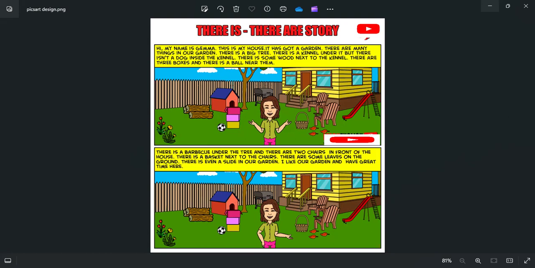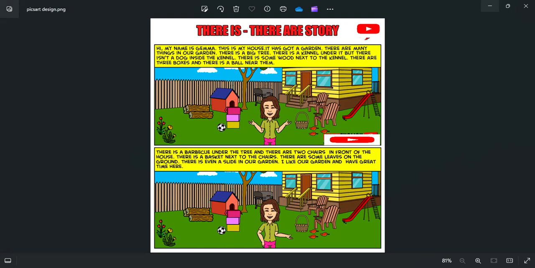Hi, my name is Gemma. This is my house. It has got a garden. This is her home. It has got a garden. There are many things in our garden.